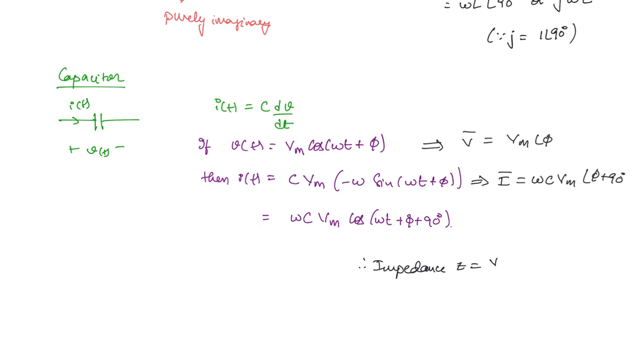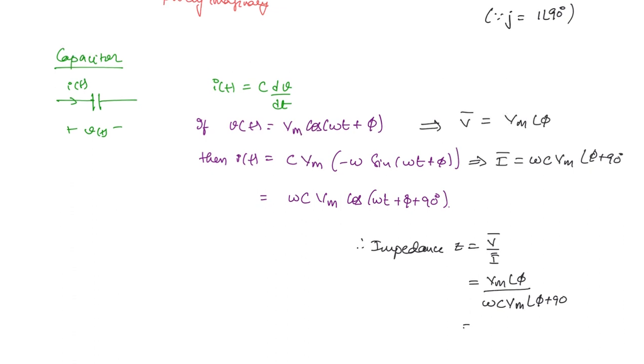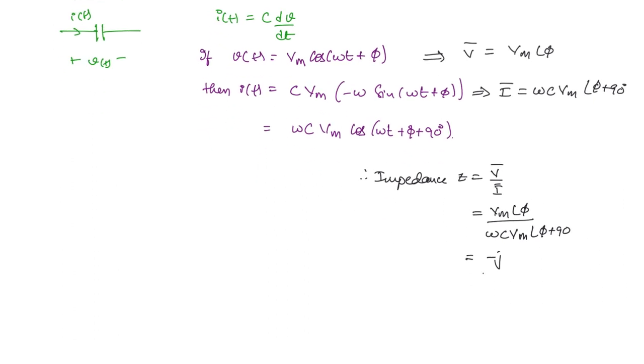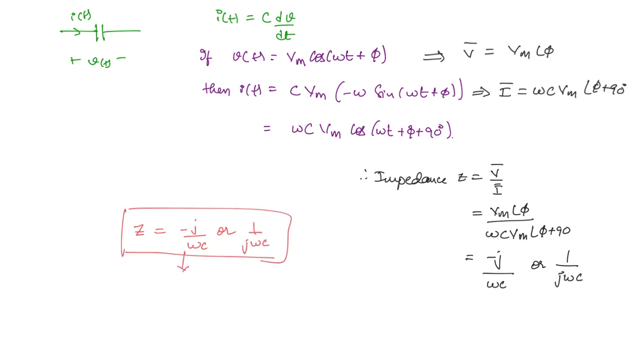Z is equal to V bar by I bar, which is equal to Vm angle φ divided by ωC Vm angle φ + 90. So you're going to get minus j by ωC, or you can also write it as 1 by jωC. So here also you can see that the impedance is a purely imaginary quantity, just like the inductor. This is purely imaginary.